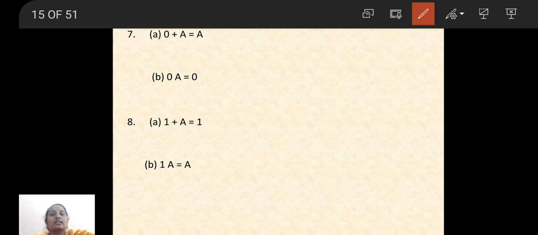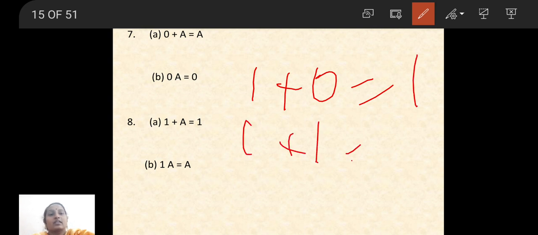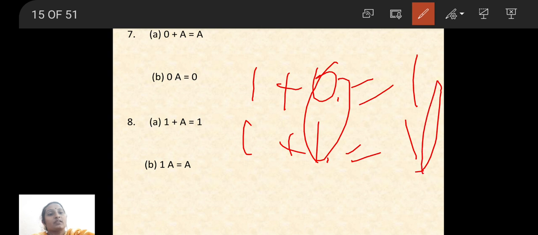Okay, next also there, 1 plus A is equal to 1. 1 into A is equal to A. Once check. 1 plus 0 is equal to how much? 1 only. 1 plus 1 is equal to how much? 1 only. So that 1 plus A means whether A may be 0 or it may be 1, is equal to how much? What we are getting? 1. Why?